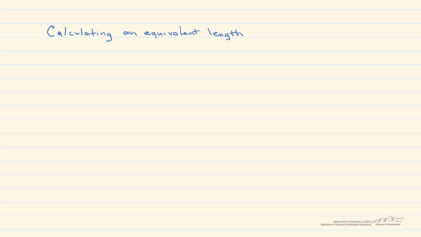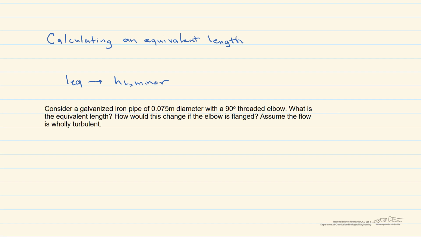In this screencast, I'm going to show you how to calculate an equivalent length for minor head loss. This length is the length of straight pipe that would cause the same amount of head loss as the total minor head loss. So let's consider a galvanized iron pipe.